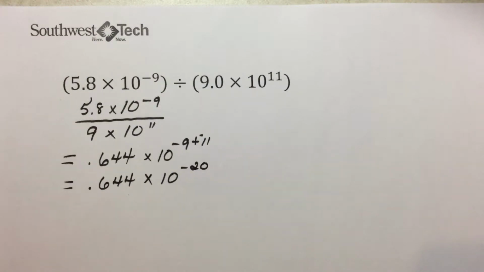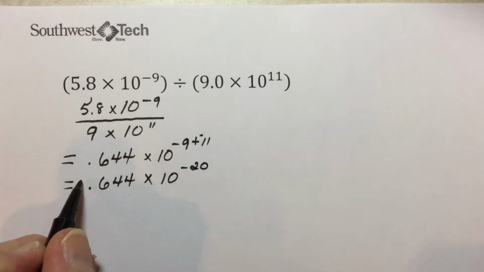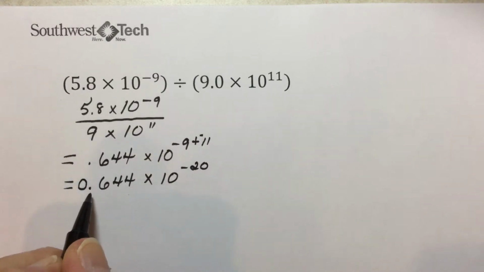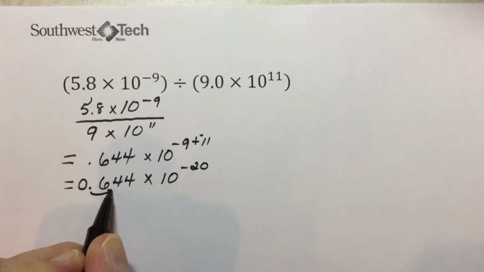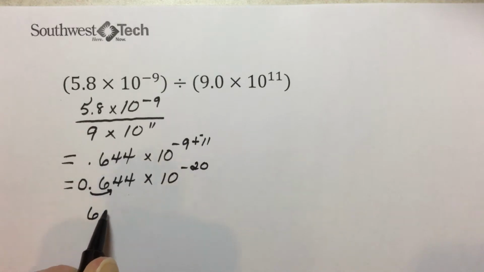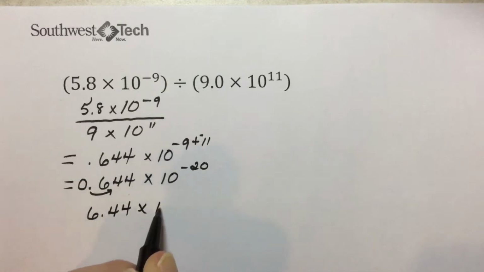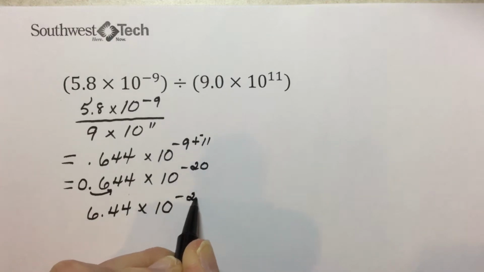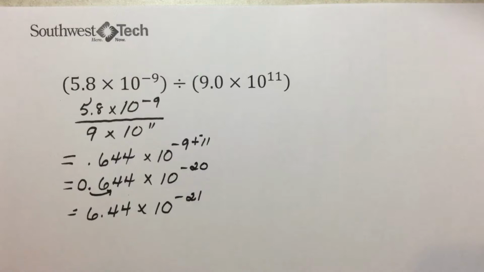However, it's not in scientific notation with a 0 to the left of the decimal place. We need to further express this number in proper form by moving the decimal one more place to the right, which means moving our power one more in that same direction, giving us a value of 6.44 times 10 to the negative 21st, the correct scientific notation form for the quotient of this problem.